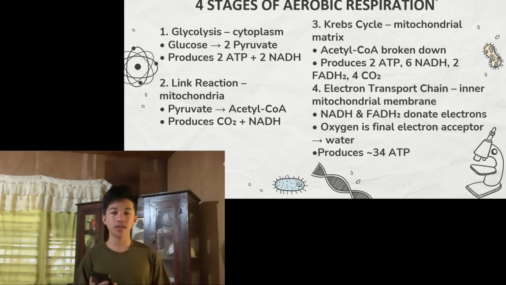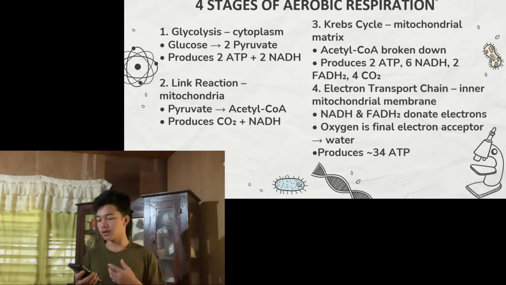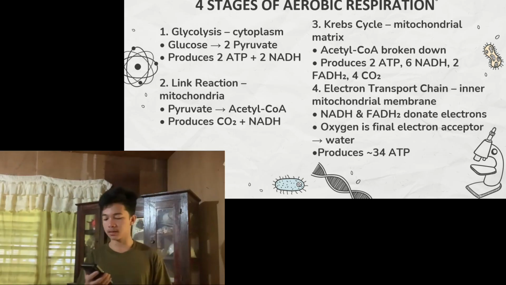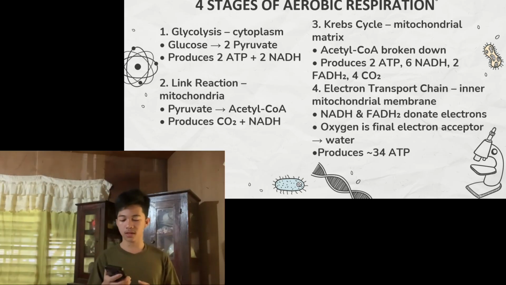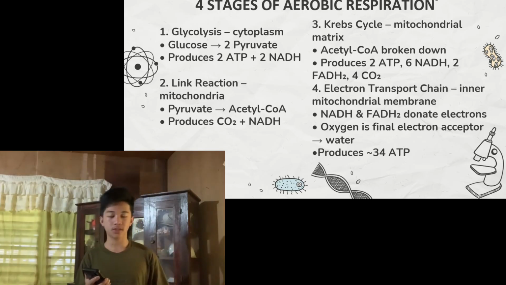So the first stage is glycolysis. Glucose to 2 pyruvate produces 2 ATP plus 2 NADH. It happens in the cytoplasm. In glycolysis, glucose is split into 2 pyruvates, and a small amount of energy is made here, amounting to 2 ATP.